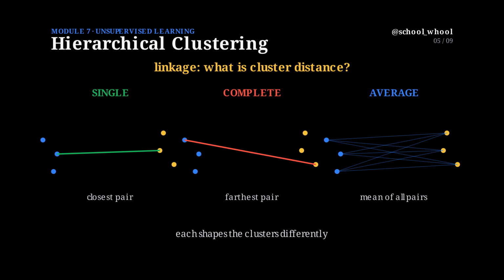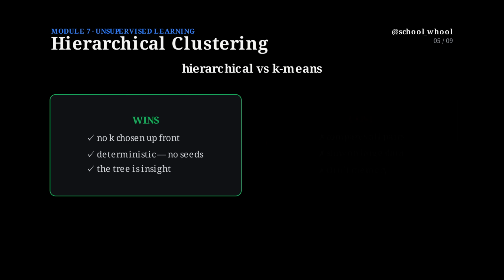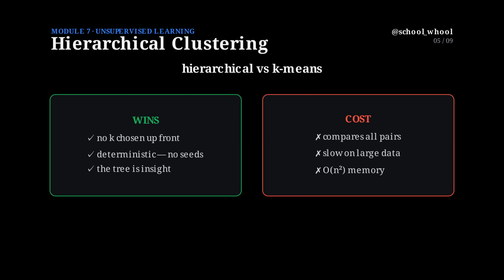So how does this compare to K-means? 2 big advantages. You don't fix K in advance, and the result is deterministic, no random starts to worry about. The dendrogram itself is a rich picture of the data. The catch is speed. Comparing every pair of clusters is expensive, so plain hierarchical clustering struggles on very large datasets.